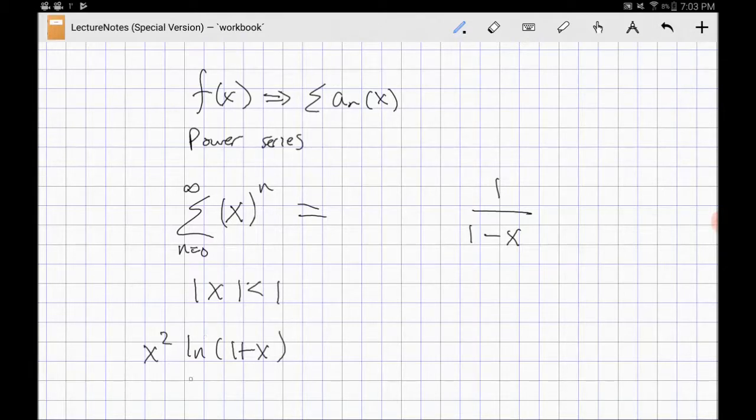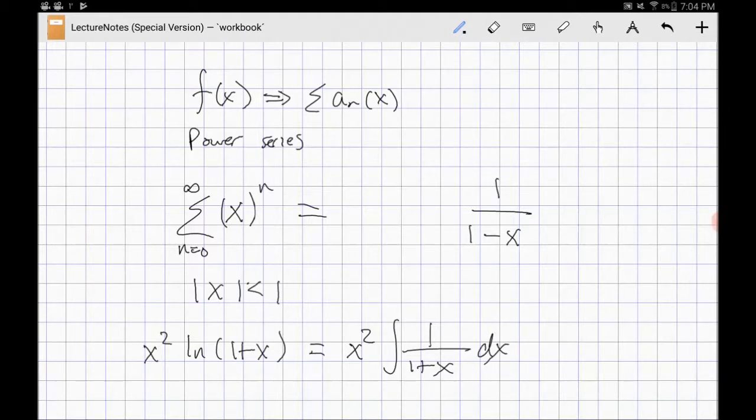This function is slightly difficult to work with. If we wanted to integrate this function, it would be difficult because I don't know what the integral of ln of x or ln of 1 plus x is. However, we can say that x squared times ln of 1 plus x is equal to x squared times the integral of 1 over 1 plus x dx.